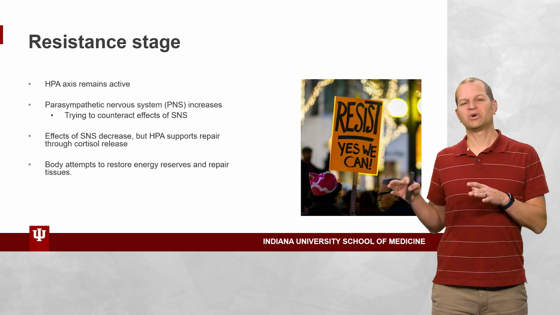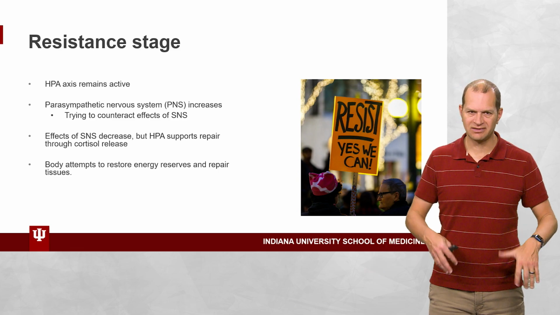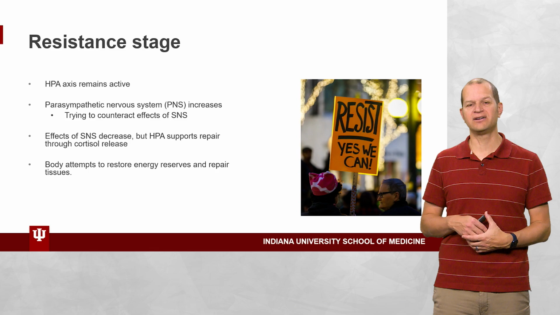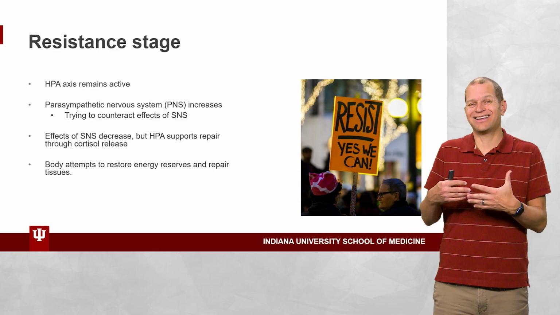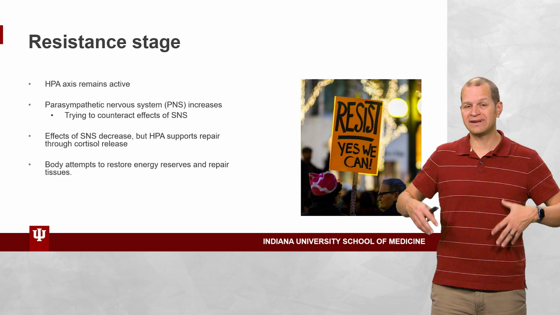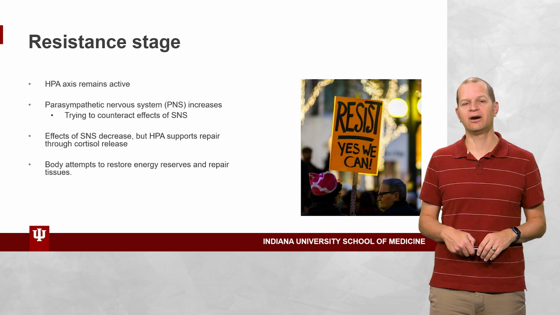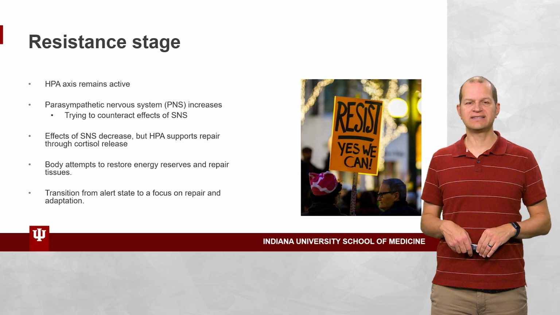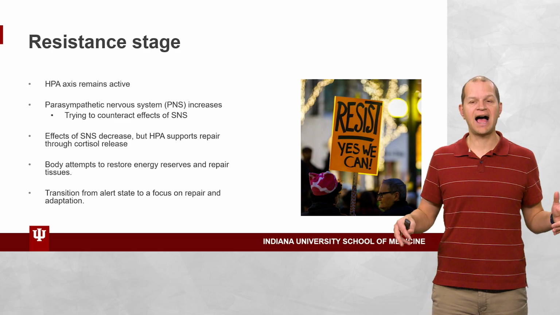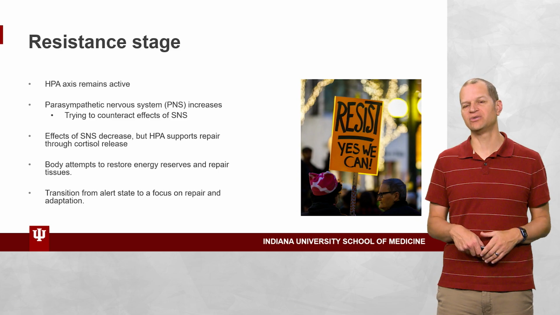Okay, so as we're going through this resistance stage, the body's trying to get things back to normal, and specifically with our energy stores. We're trying to repair anything that's damaged. But again, this costs energy. Cortisol is helping us have that energy, but it's coming at a cost. We're depleting our reserves. Okay, and so what we're doing during the resistance stage is, instead of being on high alert, we're really trying to repair or fix or adapt to this stressor.